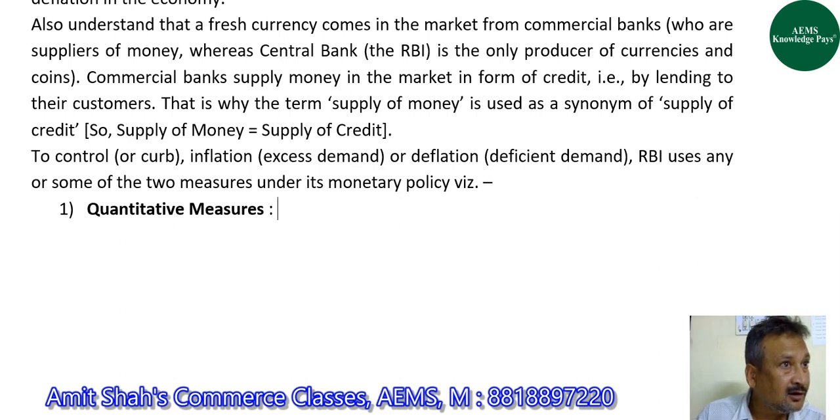Am I clear? Qualitative measures are those where RBI knows that supply of money will either reduce or increase, but by how much, the exact amount is not or cannot be estimated. Here the exact amount can be estimated. Clear?